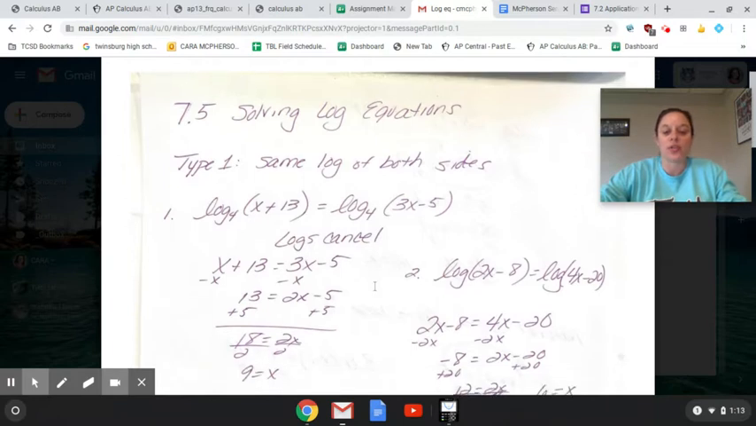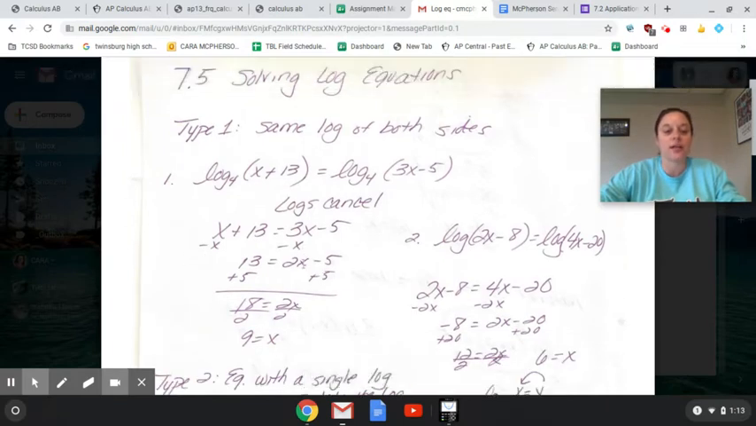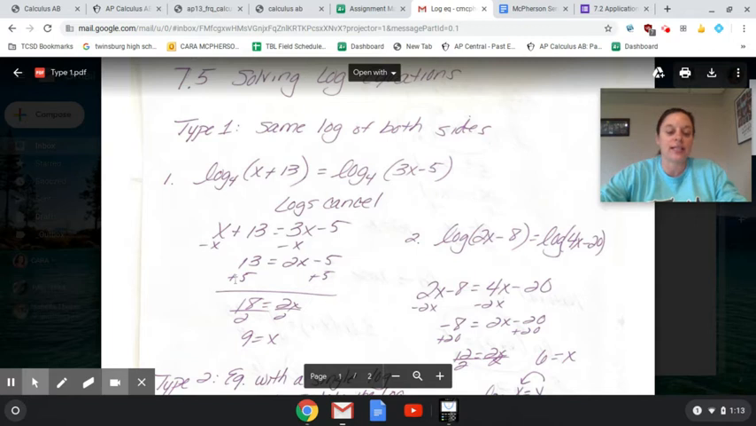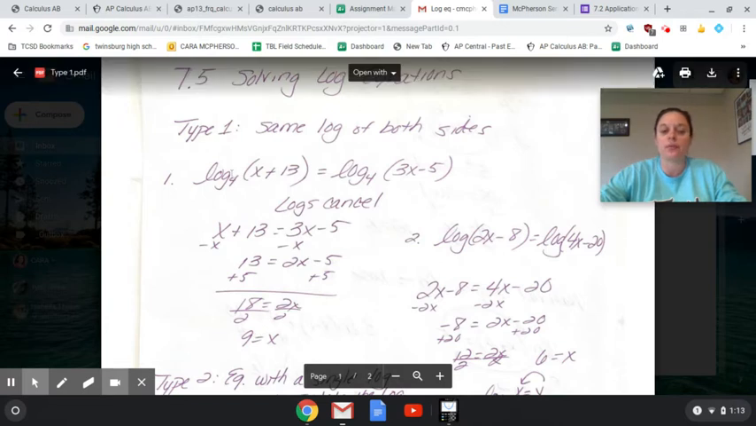So I just showed you my work here to solve that. I subtracted x on both sides to get rid of that x, got 2x, added 5 on this side to get rid of the minus 5, and then divided both sides by 2. If you want to check your answer, you can check it very easily by plugging it back into the original, and you should have the exact same log on both sides when you do that.